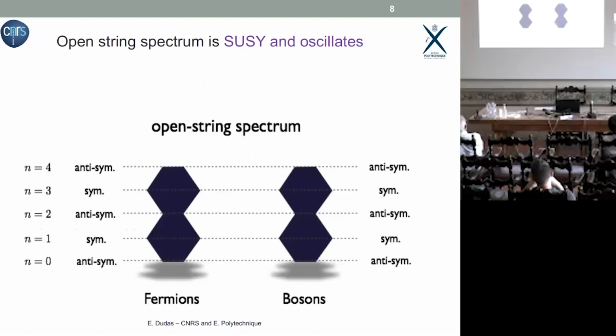And the open spectrum is supersymmetric and oscillates, technically because of the Möbius amplitude. This is not the example in 6 dimensions, but I gave you, let's say, the SO(32) in 10 dimensions. You see the antisymmetric, SO(32), symmetric, and so on. It's the standard oscillation.